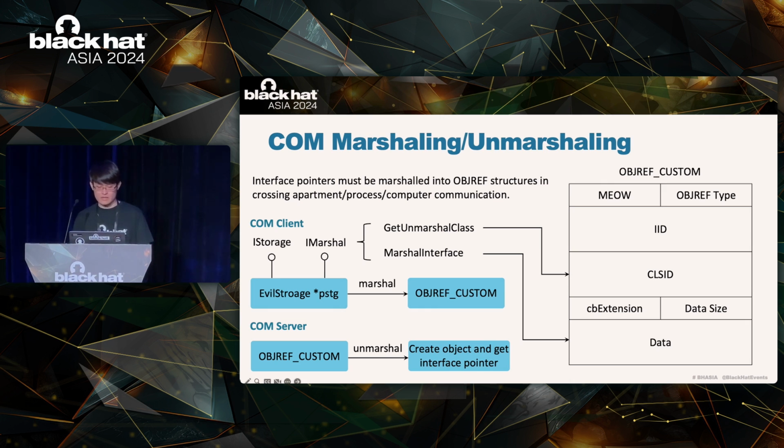The class ID and the data of the OBJREF_CUSTOM can be customized by the client with the GetUnmarshalClass method and the MarshalInterface method. On the COM server side, it will unmarshal the OBJREF_CUSTOM sent by the client to get the COM object and the interface pointer.